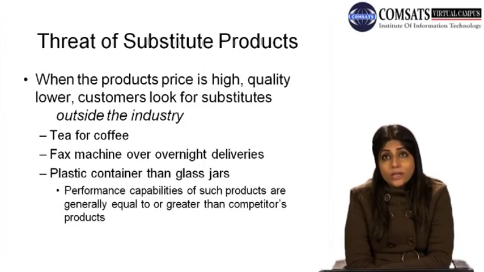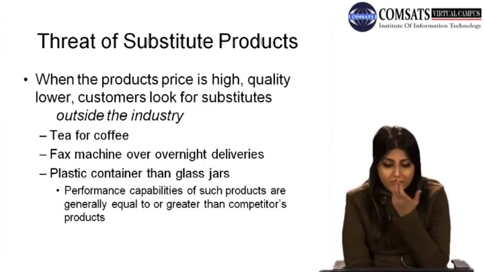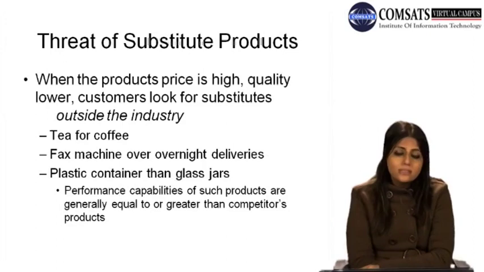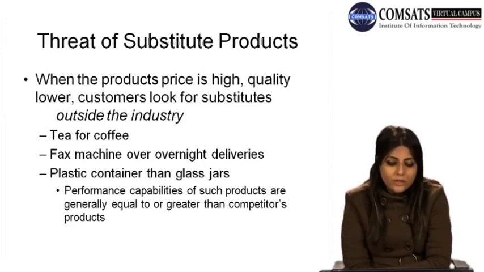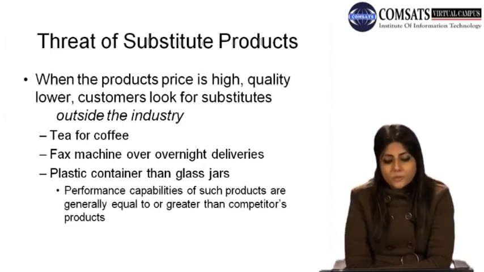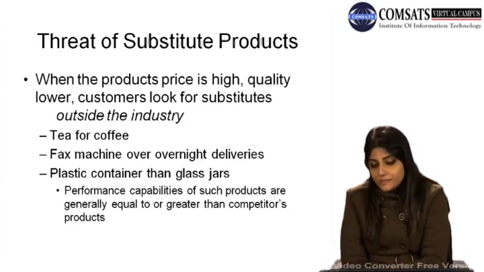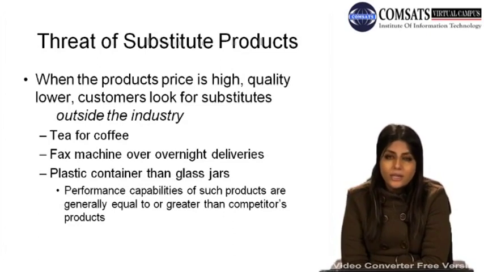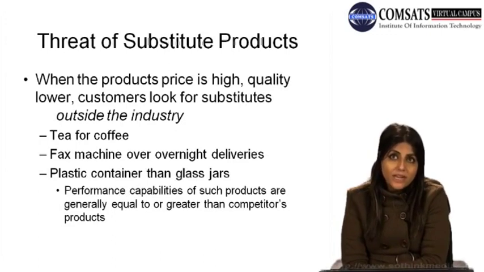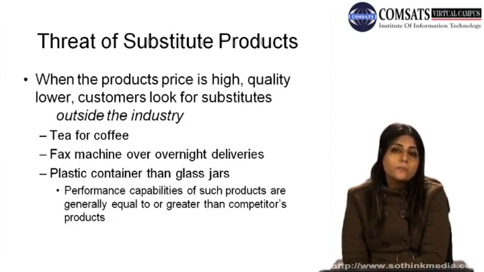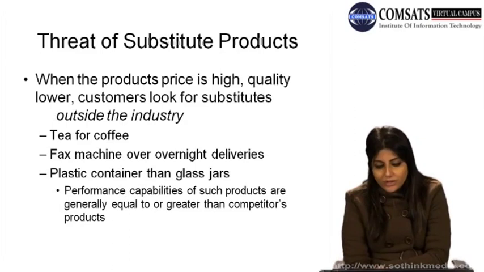And then they are looking outside for other substitute products, such as tea as a substitute for coffee, or coffee for tea. Then fax machines and overnight deliveries, right? Plastic containers and glass jars. All these products, we can see, give at least equal value. The customer perceives at least equal value from these products, or in some cases perceives more value compared to the product he is already consuming.